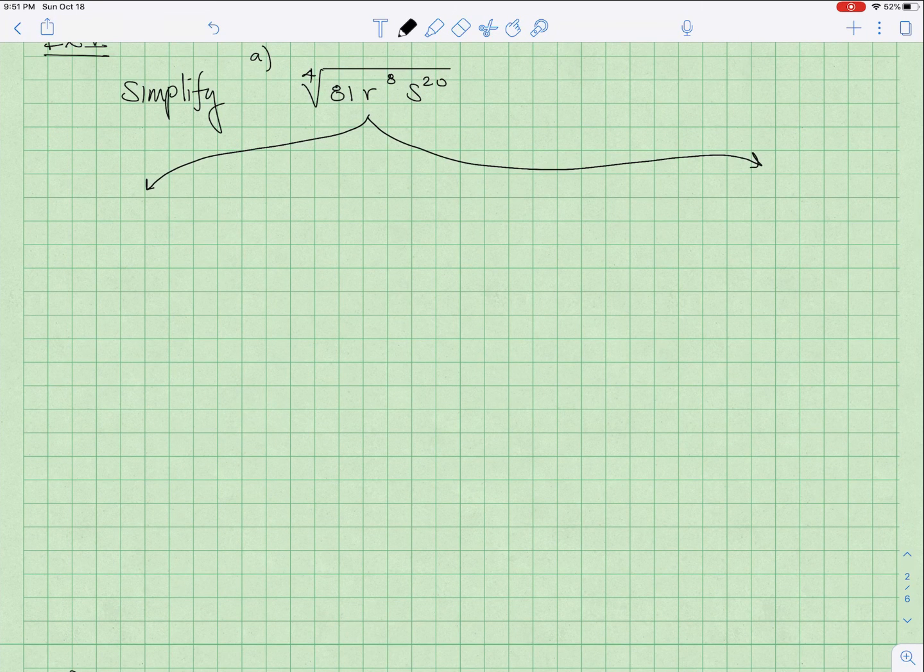One way to do this is to keep the fourth root notation and write out what this is. And this is going to be long-winded, folks. 81 is 9 times 9, and 9 is 3 times 3. So 81 is 3 times 3 times 3 times 3. And then r to the 8th is r times r times r times r times r times r times r times r. I'm going to need a bigger radical. Let's see. I hope that's enough there.